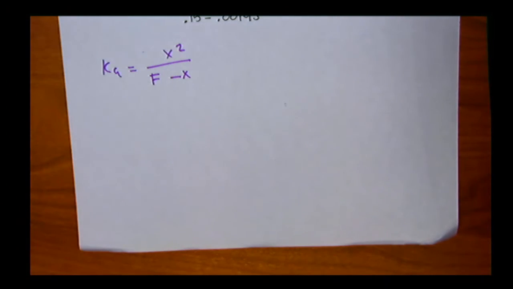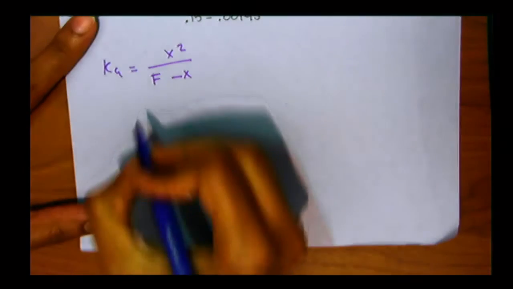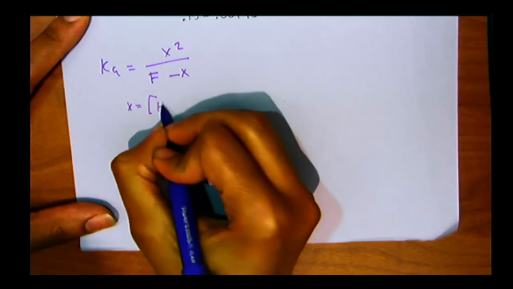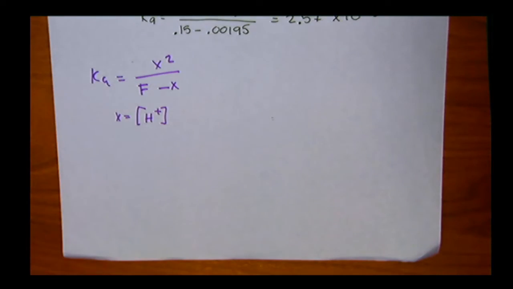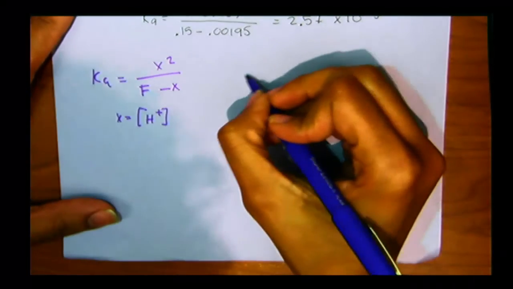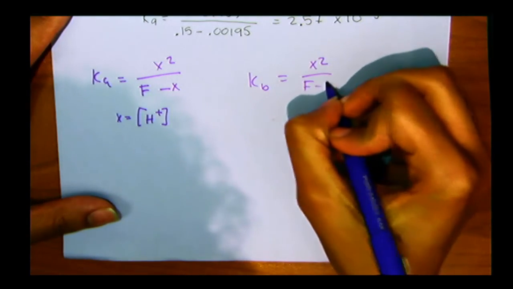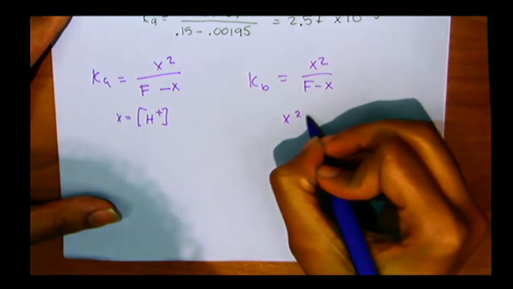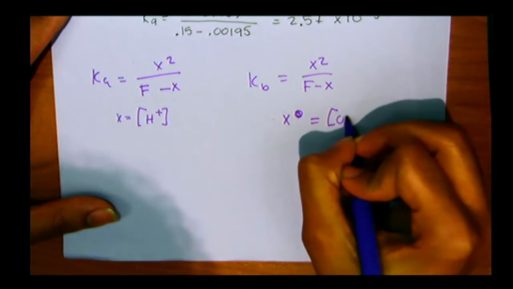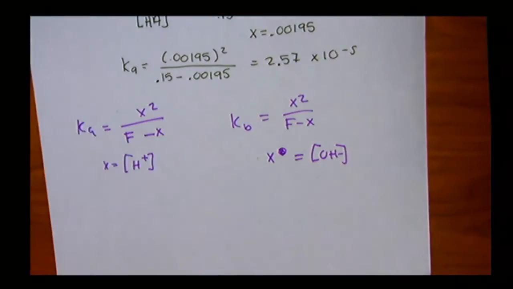When it comes to Kb, you get the same thing. So Kb is equal to x squared over F minus x, where x is equal to your OH concentration. So you don't have to do an ice table every time. Every time you do an ice table, you will get to this equation. You could just skip it. That only stands for weak acids and bases, because you only break one proton at a time, and you only do one step. All right, any other questions?